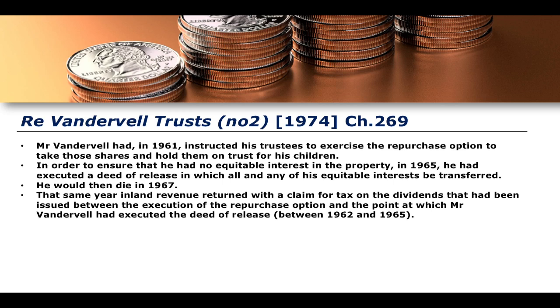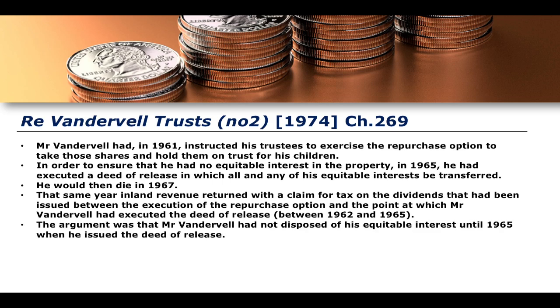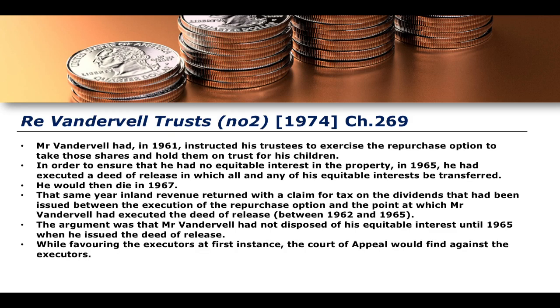So between 1961 and 1965, Inland Revenue said, you have to pay tax on dividends for that particular period. You did not release yourself of any equitable interest. We determined already in the previous case that you had an equitable interest owing to the repurchase option. And so when in 1961 you executed the repurchase option, you had to pay tax on those dividends, and you hadn't until afterwards. Okay, so between 1962 and 1965 there was tax liability. So, this was the argument. The argument was that Mr. Vandervell, poor Mr. Vandervell at this point, who has already died, had not disposed of his equitable interest until 1965, when the deed was released.